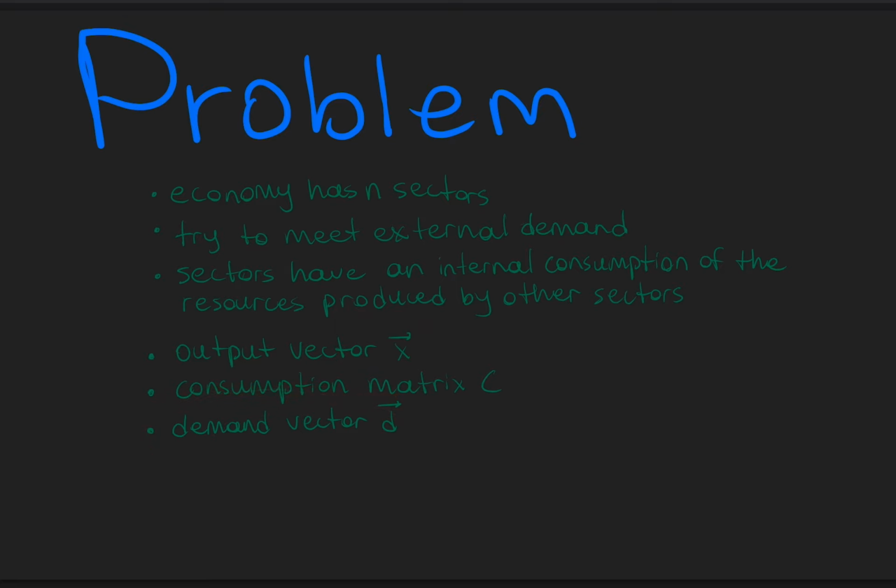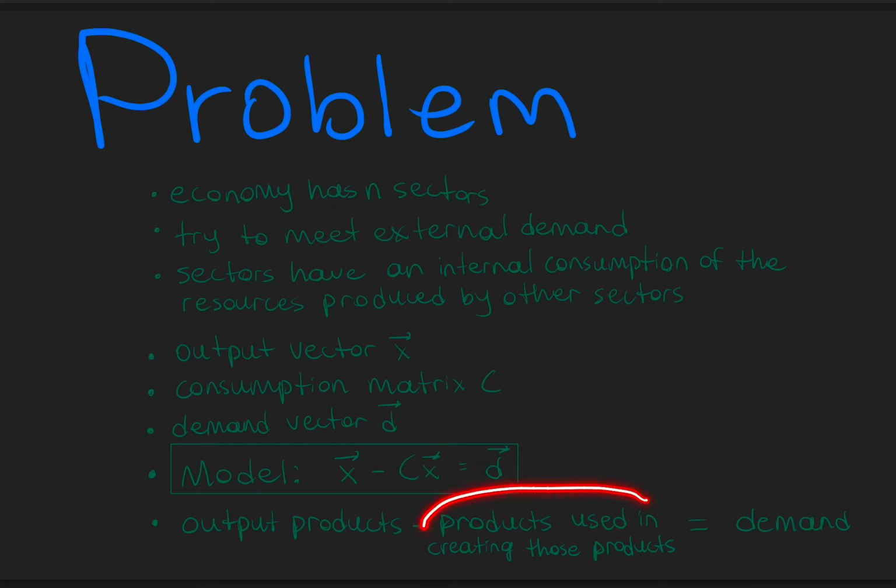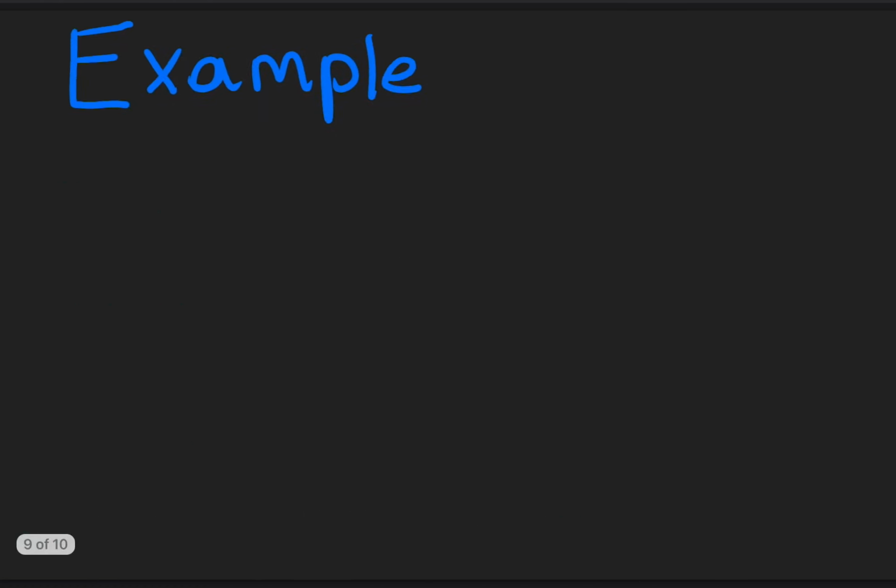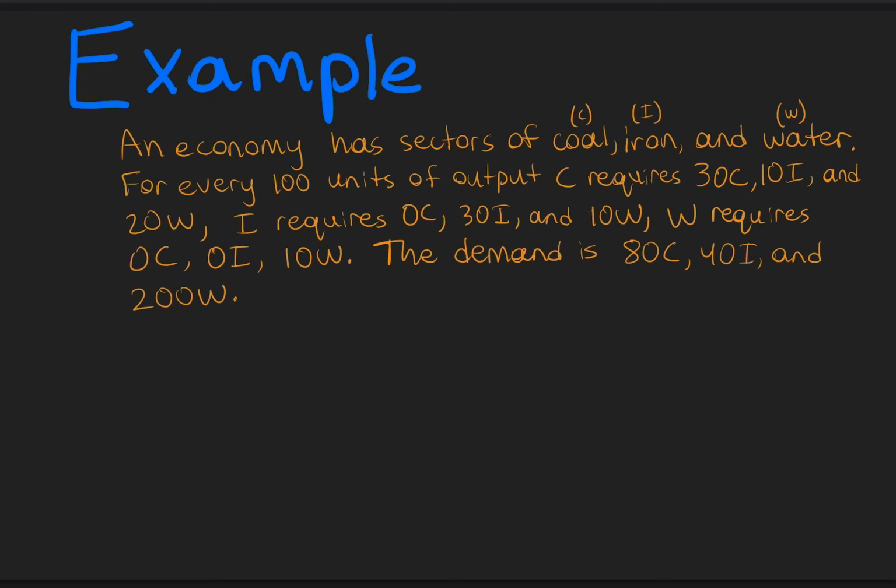Okay, let's get into what the model actually looks like. So here is the model. Basically what this is saying is that our output products minus the products used in creating those products should equal the demand that is required of us. Okay, so let's go through an example problem and see how we can solve such a problem.